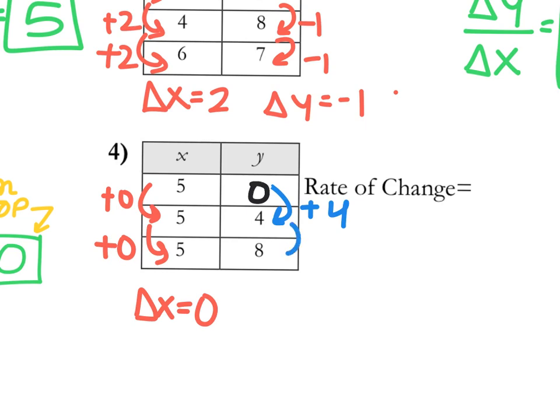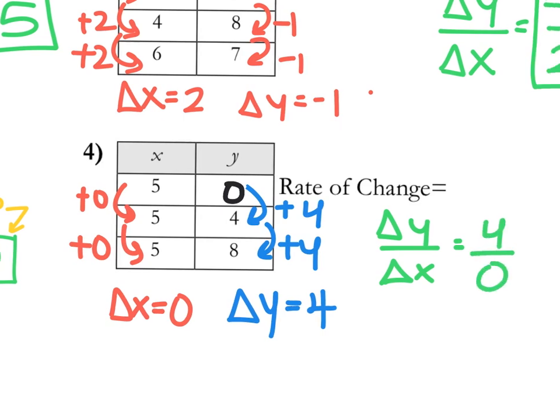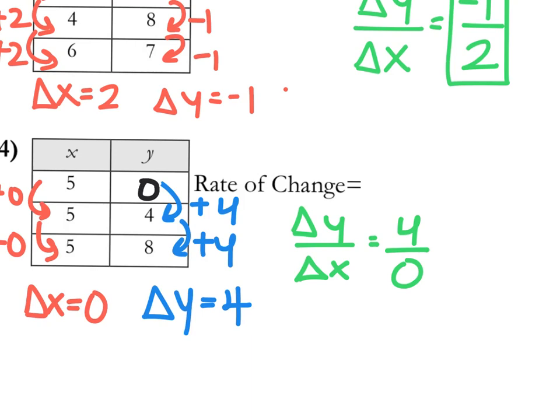We'll start over. Let's say this is always going up by 4, so my change in y is 4. Apply to the formula, change in y over change in x. What do we get? We get 4 over 0. Now, there is a problem with this one because we're not allowed to have a 0 in the denominator, guys. So this one is actually undefined.